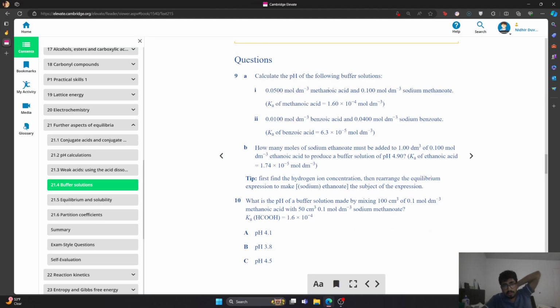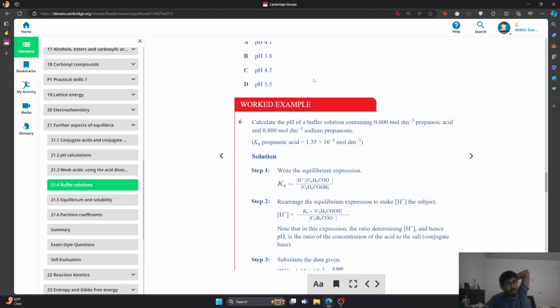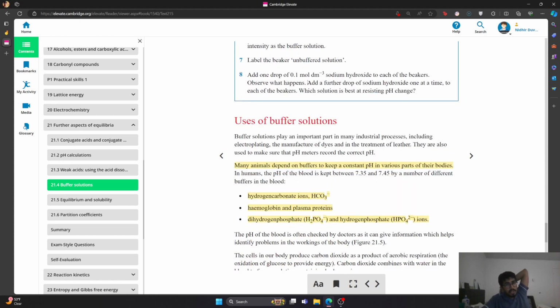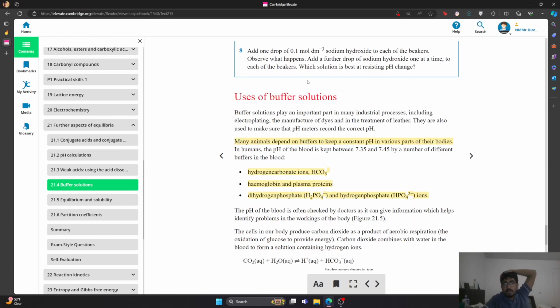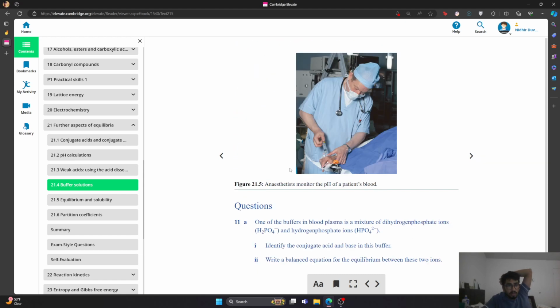There are some questions given here. Make sure you understand and do them. Doing equilibrium questions is the most important part, because that is where your doubts will come and that is how you'll understand. I'll let this part be for you to read through.